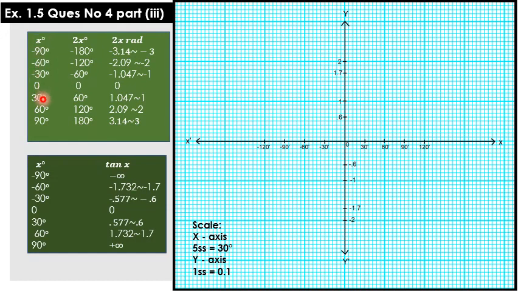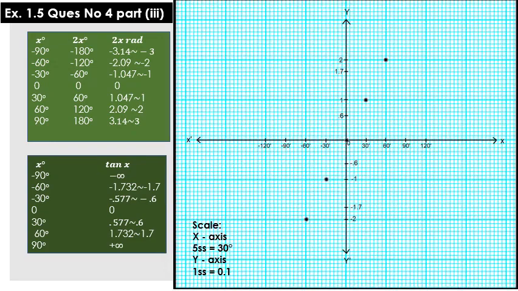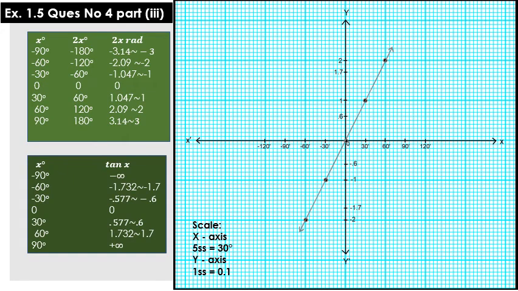First of all, we are going to plot these values. Forget about minus 90, which gives minus 3, because you can see I haven't marked minus 3 on my graph paper, so I'm not going to plot this particular point. I'm going to start plotting from minus 60. At minus 60, the value is minus 2. At minus 30, the value is minus 1, so at minus 30, I will mark here. At 0, I will mark 0. At 30, I will mark 1. At 60, I will mark 2. I will join all these points to get the graph of y1, which is 2x in radians.